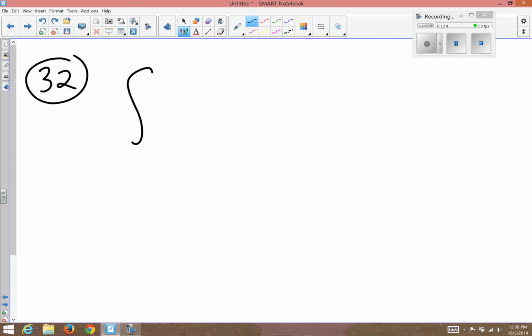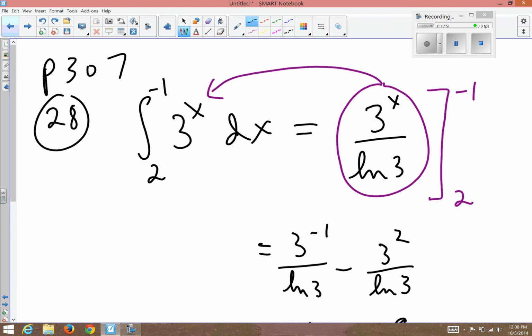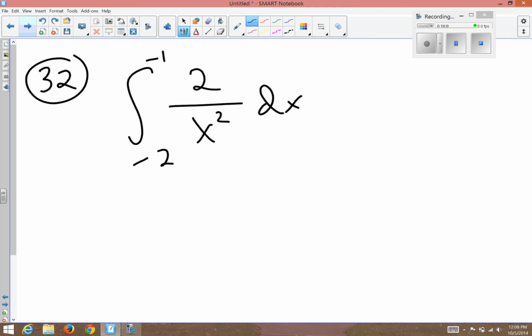It says the integral of 2 over x squared dx from negative 2 to negative 1. I want to mention before we do this that in number 28 we used the third formula on your sheet called integration formulas. Number 32, we're going to push this 2 in the numerator to the left of the integral sign, leaving x to the negative 2 dx to the right of the integral sign.